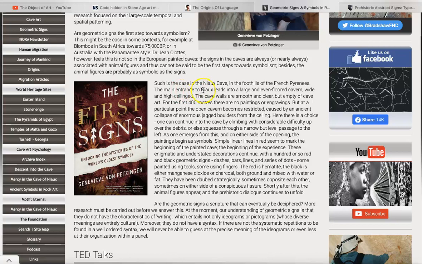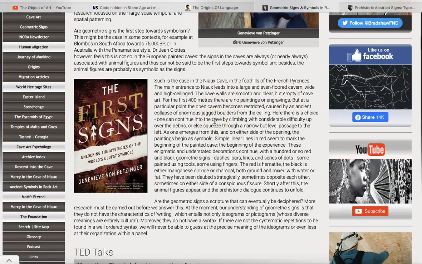The main entrance to Niaux leads into a large and even floored cavern, wide and high ceilinged. The cave walls are smooth and clear, but empty of cave art. For the first 400 meters, there are no paintings or engravings, but at a particular point, the open cavern becomes restricted, caused by an ancient collapse of enormous jagged boulders from the ceiling. I told you these caves are dangerous.